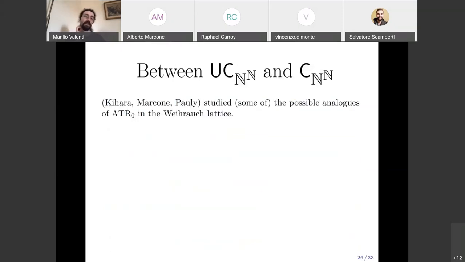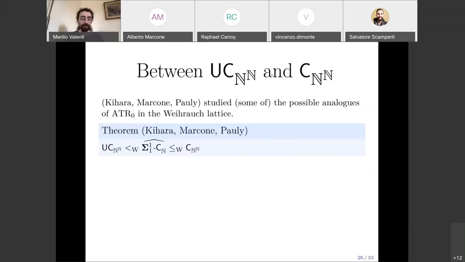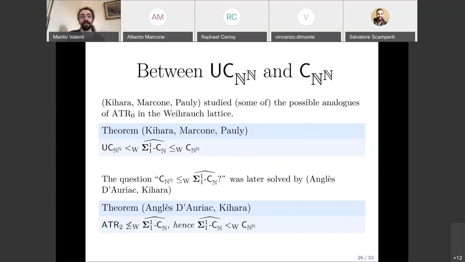As I mentioned before, Takayuki, Alberto, and Arno studied a bunch of possible analogs of ATR in the Baire lattice. They considered many different problems and tried to characterize their Baire degrees. In particular, they showed that this problem here, the parallelization of Sigma^1_1-CN, is between UC_Baire and C_Baire, and they left open whether this reduction is strict or not. They didn't solve it; they left it as an open question in their paper.